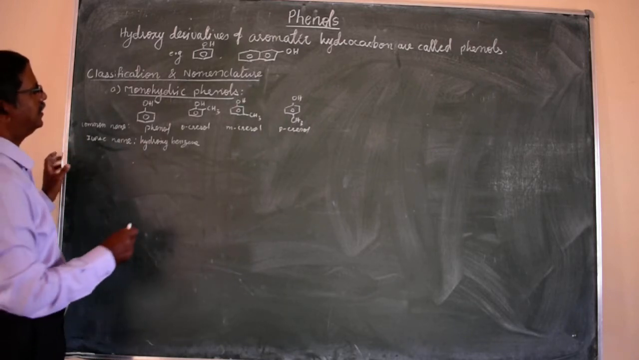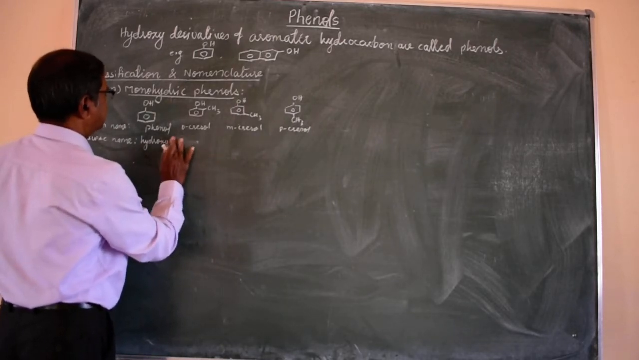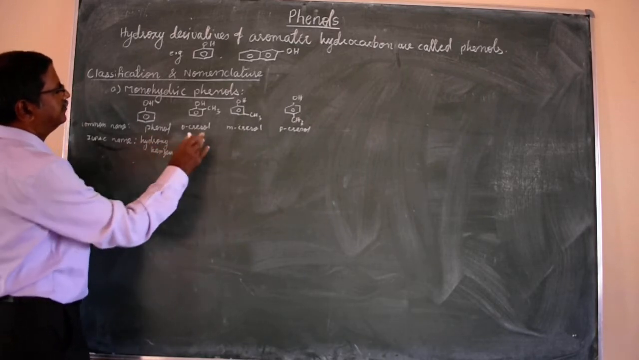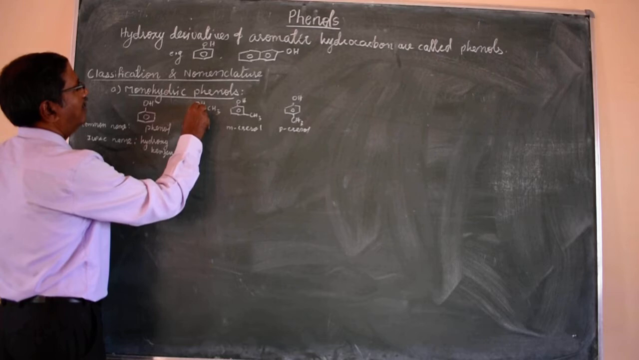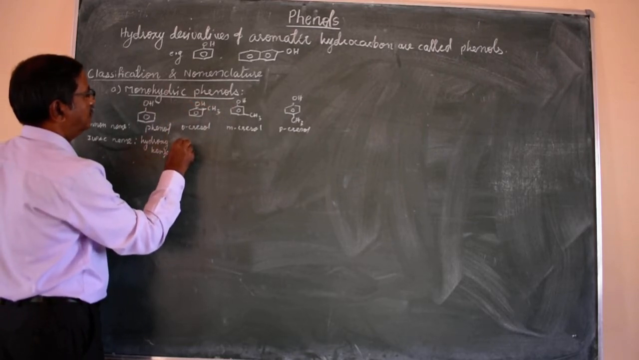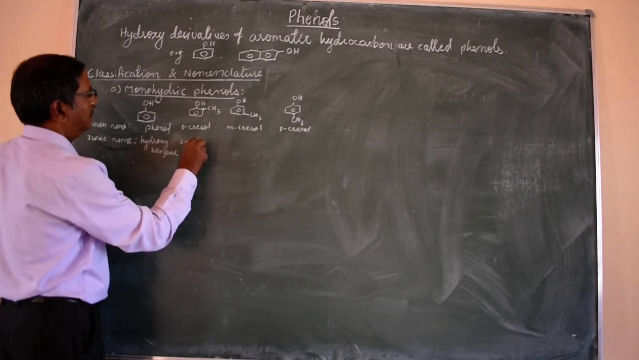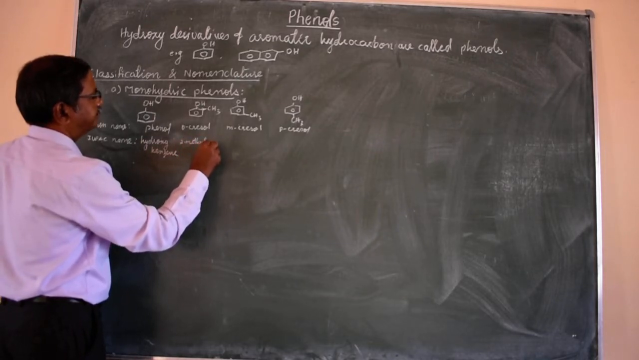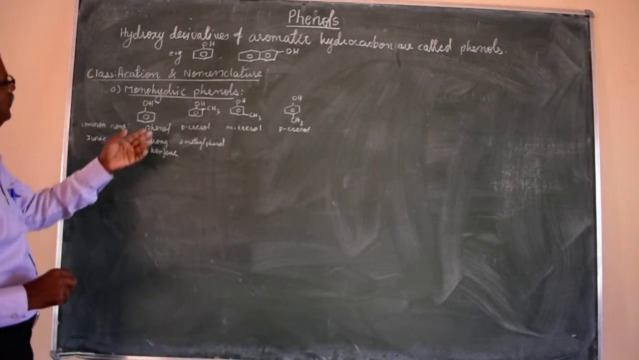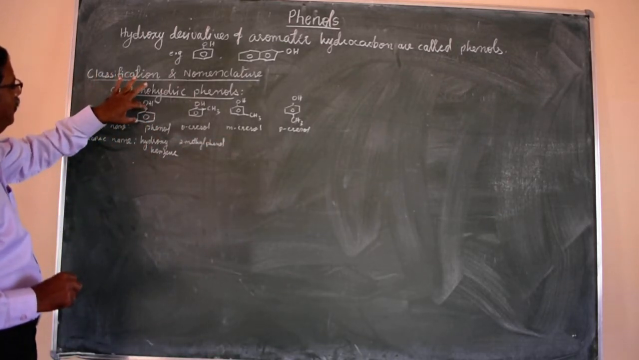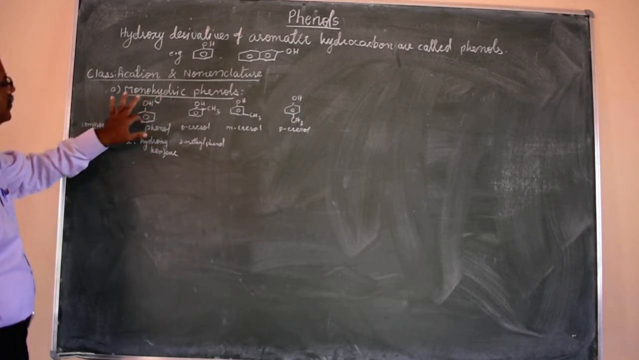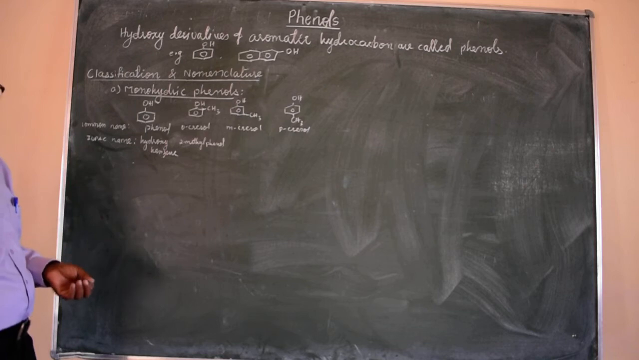Well, the IUPAC name of ortho-cresol, I can write the name here. On the carbon number 1, 2, it's 2-methylphenol. We can also write the IUPAC name of this compound as phenol itself instead of hydroxybenzene. Phenol is also included in the IUPAC system.